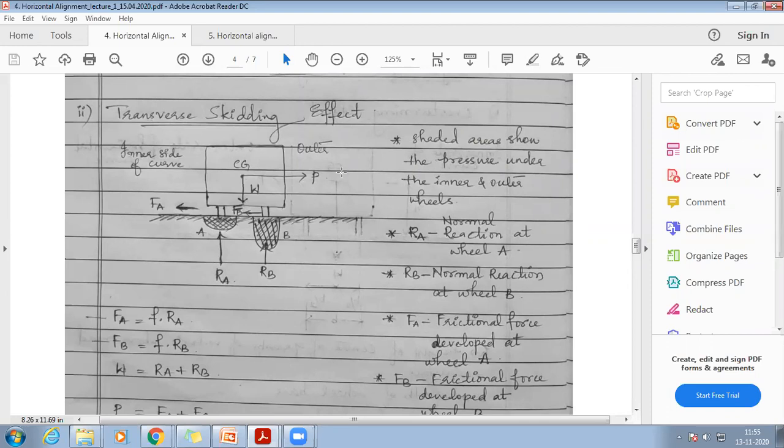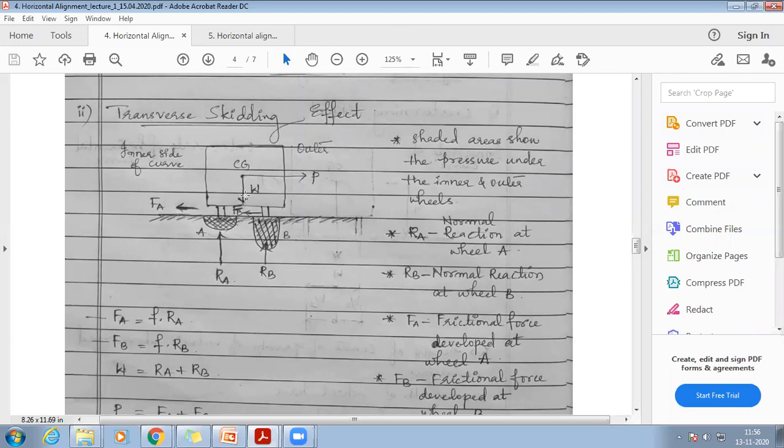So the vehicle tends to skid towards the outer side of the curve. Now what will happen to the frictional force? It will act against the direction of motion of the vehicle. The skidding happens towards the outer side, so the frictional force for each of the wheels will be acting towards this. That is, frictional force we have already seen, it will act against the direction of motion. So the vehicle is moving towards the outer side, and the frictional force will be restoring the vehicle back. Therefore for each wheel the frictional forces Fa and Fb I have marked.